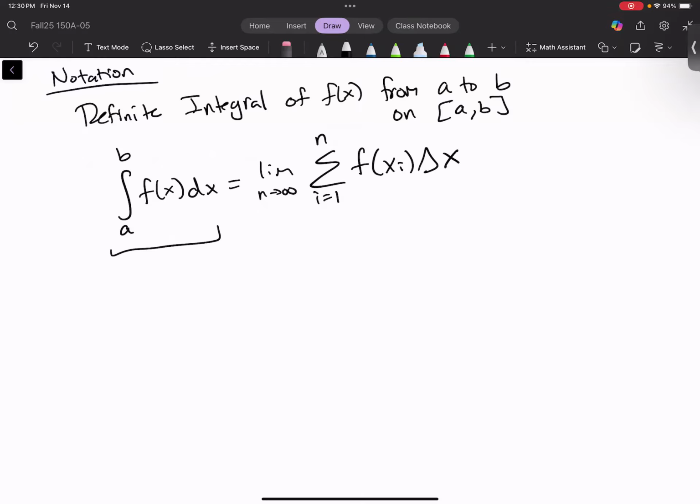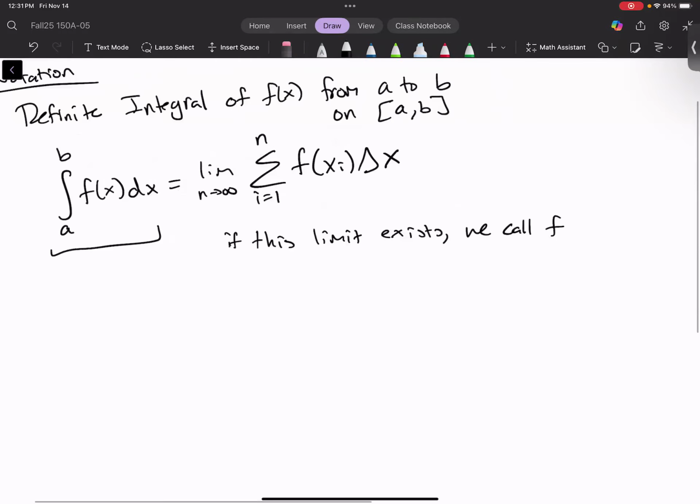Okay. So if this limit exists, we call f integrable. It's able to be integrated. It's integrable on a to b. Okay, it's integrable. Okay, so let's just take a look at the anatomy of this for a second.